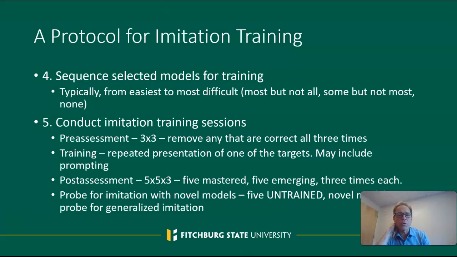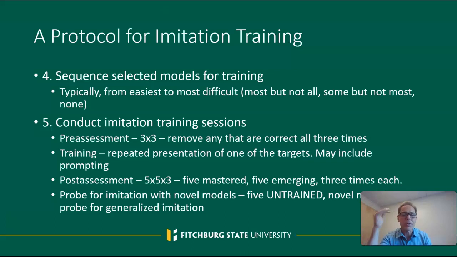So once we've taken our baseline data, we want to sequence the selected models for training. And typically what we're going to do is arrange these from easiest to most difficult. So we can think about this: if we had our 25 items, and let's say that 5 of them the learner got right every single time, was able to imitate right out of the chute. We had 5 of them that they got right 2 out of 3 times, 5 that they got right 1 out of 3 times, and 10 that they didn't get right at all.